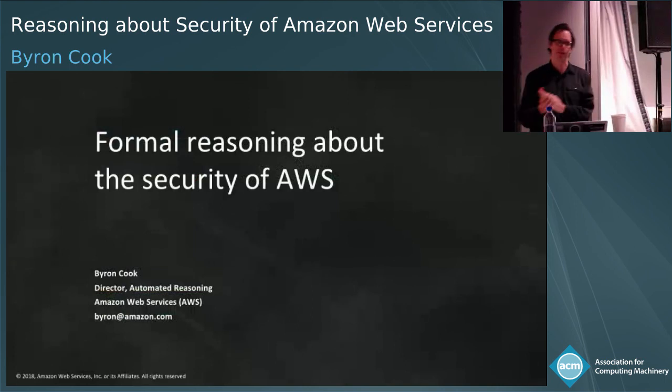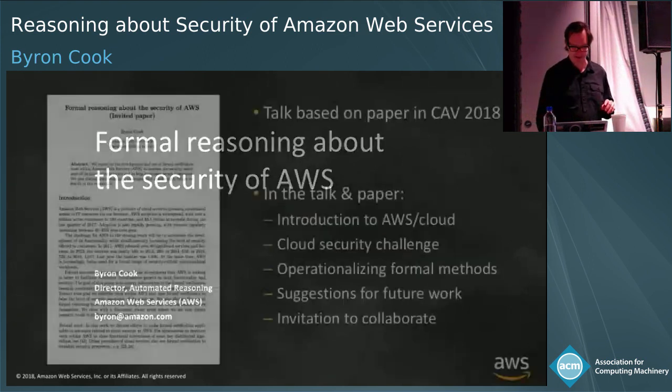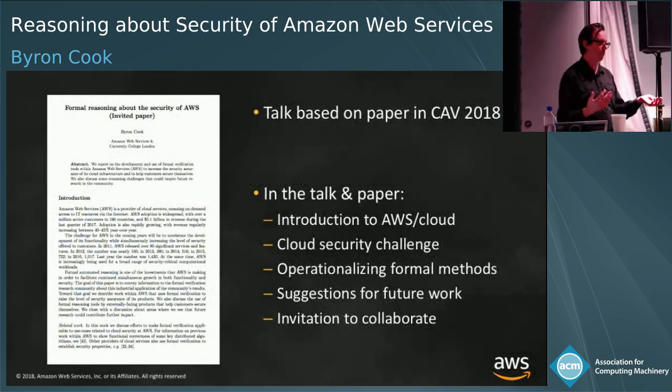So I'm going to tell you about this group that I created called the Automated Reasoning Group. We do lots of things within formal methods, formal verification, and Amazon Web Services. And that's the subject of today. The structure of this talk is identical to the structure of a paper I published recently at CAV, and much of the information I'm going to convey is also in the paper.